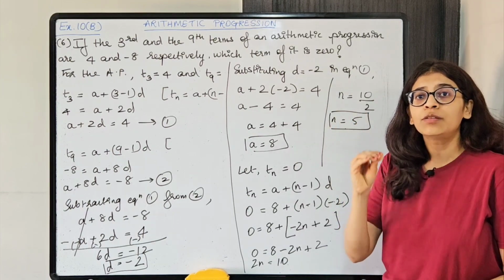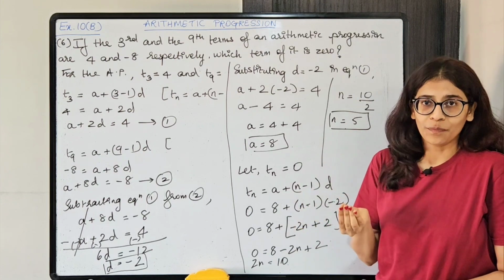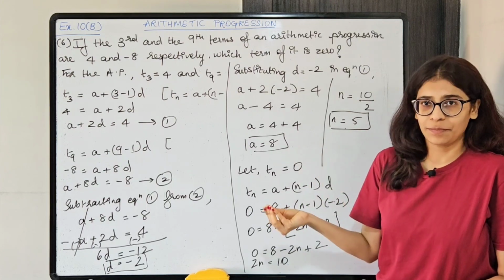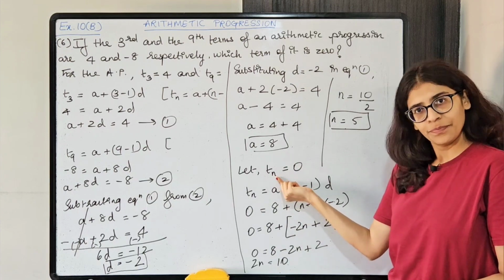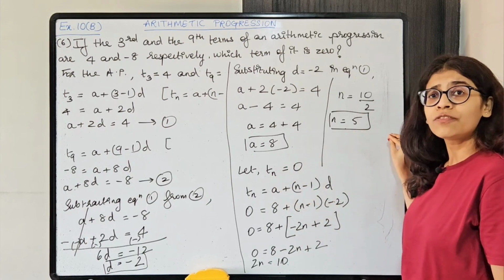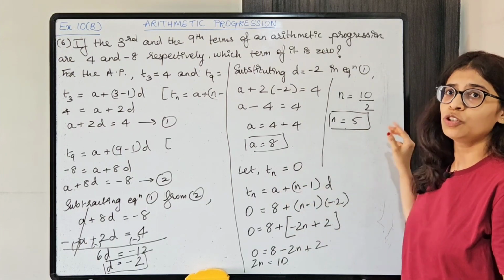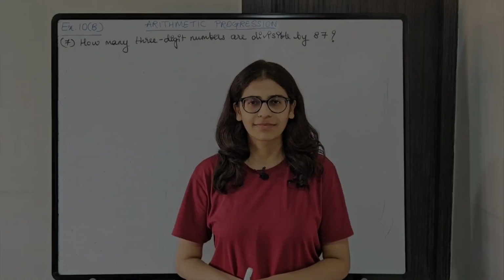The fifth term of the AP is 0. Okay, so fifth term 0 here. Alright, that is T5. So please don't forget the final statement. I'm not writing it down. You have to write down the statement.